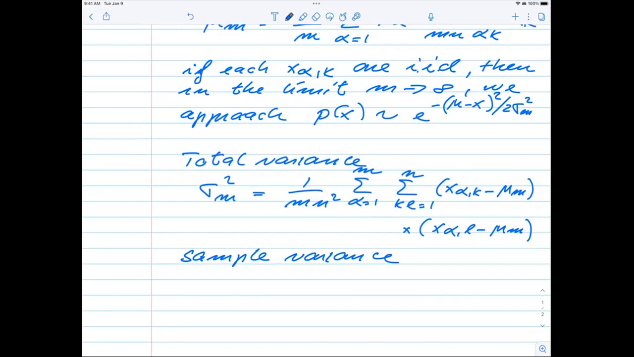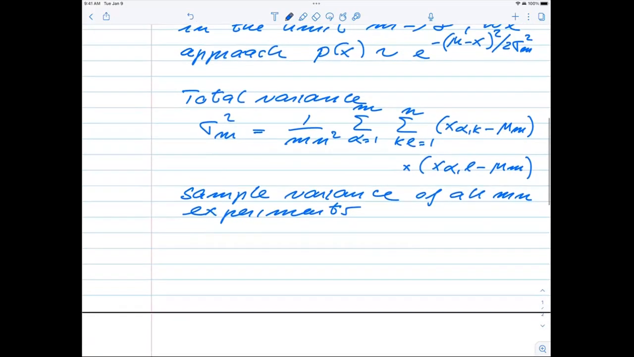So the sample variance of all mn experiments, and this is a quantity we get if these experiments are not correlated, then we can actually show that the sample variance, sigma squared, is something which is given by 1 divided by m and n as expected, and we sum over alpha and k, and then we have the x alpha of k minus mu of m, the total mean value, and this is squared.